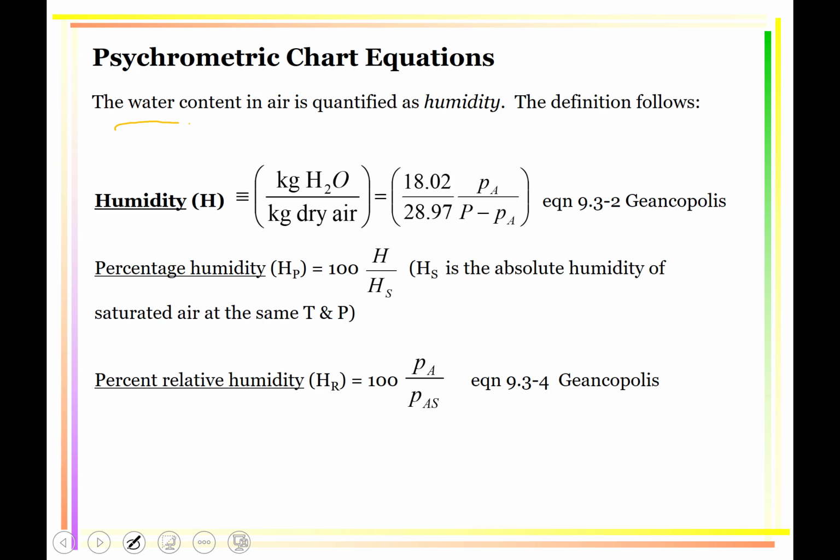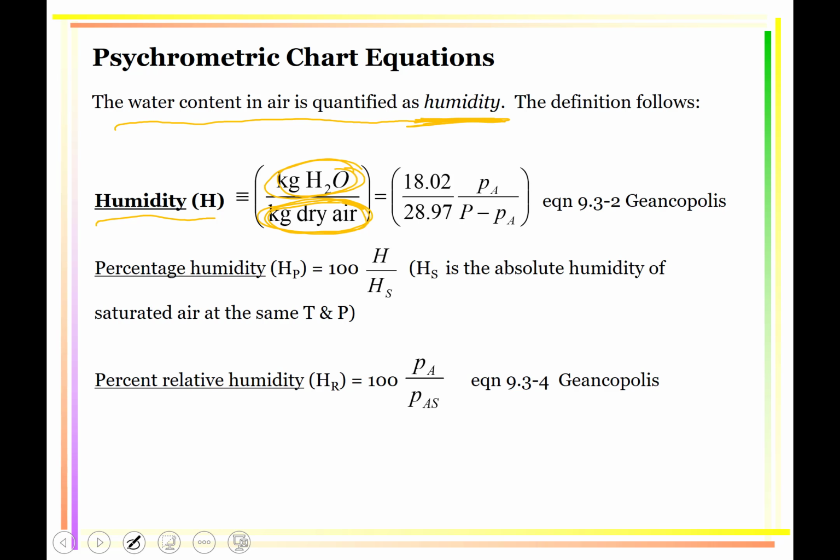So, as you know, the water content in the air is quantified as humidity. Humidity tells you how much water is in the air. Humidity is defined as the kilograms of water per kilogram of dry air, right? And this kilograms of dry air, now this is not a mass fraction, okay? The mass fraction would be kilograms of water per kilogram of humid air. Okay, that would be the mass fraction.